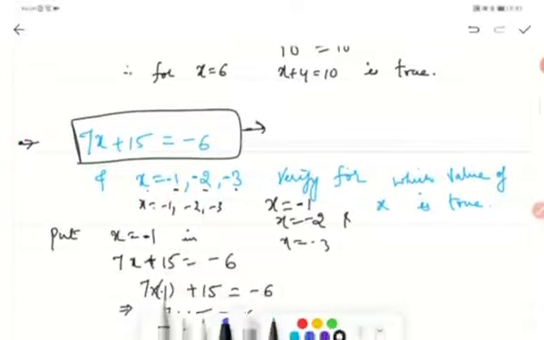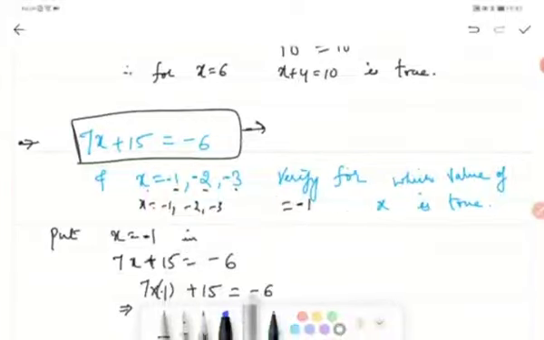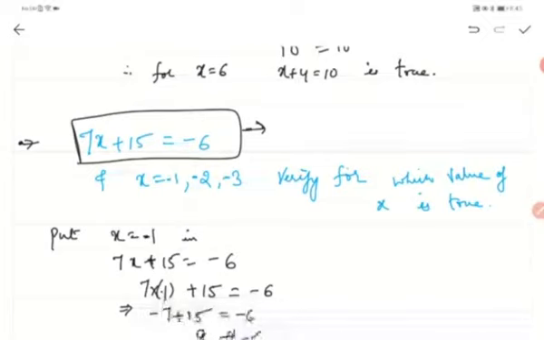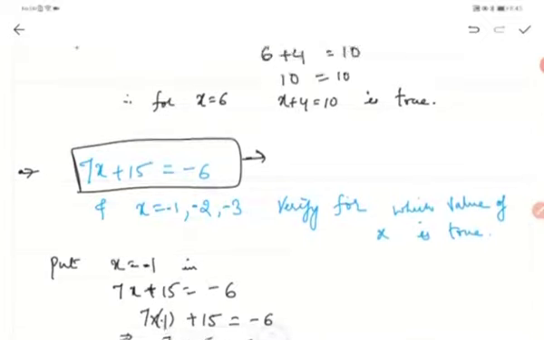Your question may be given like this also, so don't get confused, it's just the same. They may give you the values of x separated by commas: minus 1, minus 2, minus 3. That means you need to put the values of x as minus 1, the second time as minus 2, then minus 3, and check.